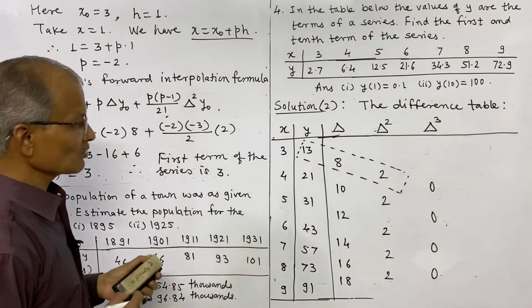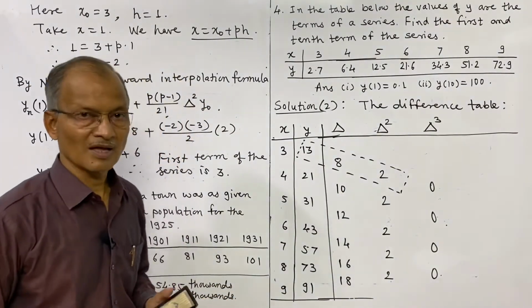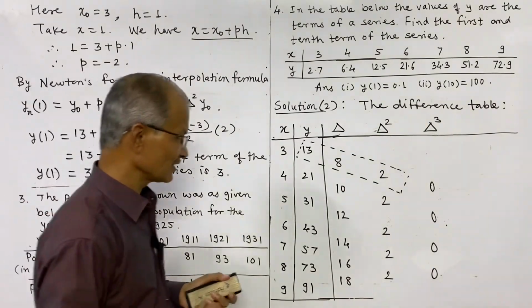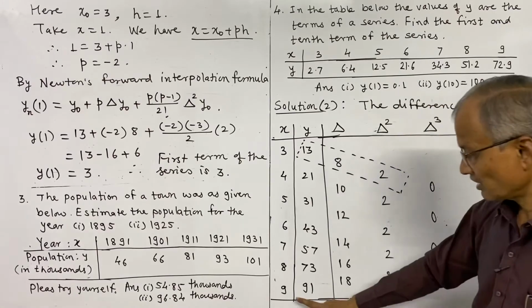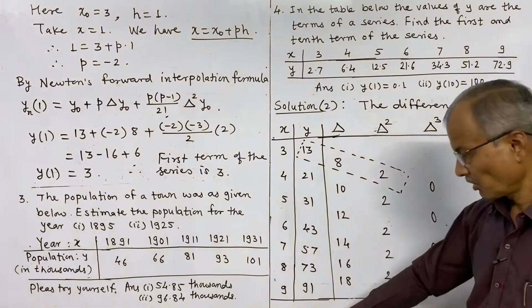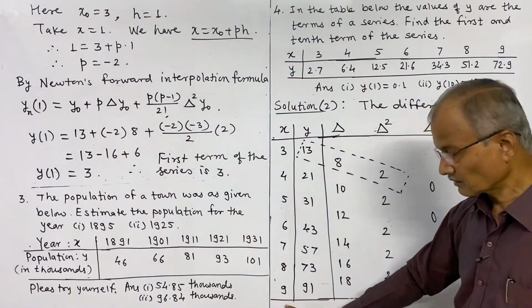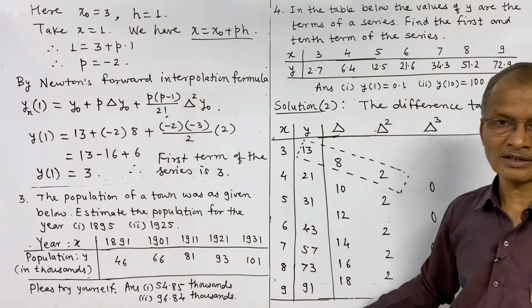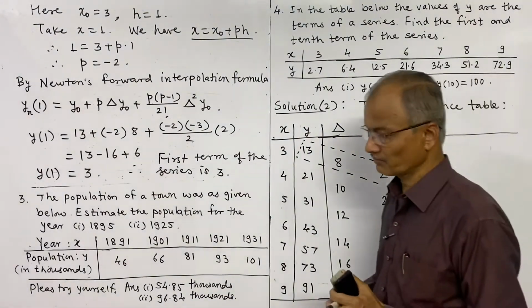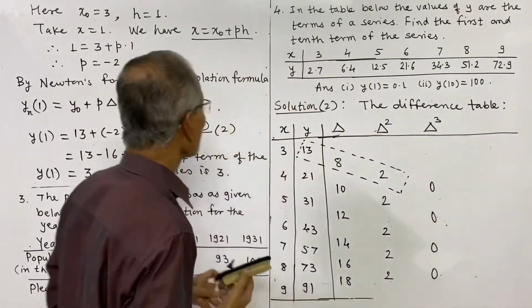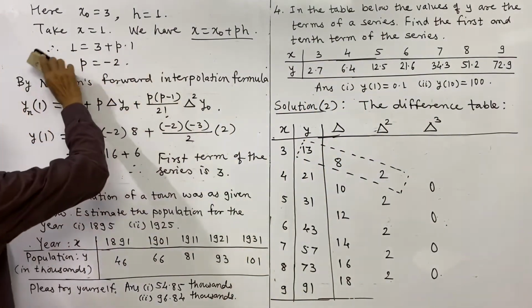Now it is asked to find the 10th term of the series. Now how to obtain the 10th term of the series? For that purpose, we should use Newton's backward interpolation formula, because the 10th term lies near the end of the table, and therefore we shall use the backward difference interpolation formula.